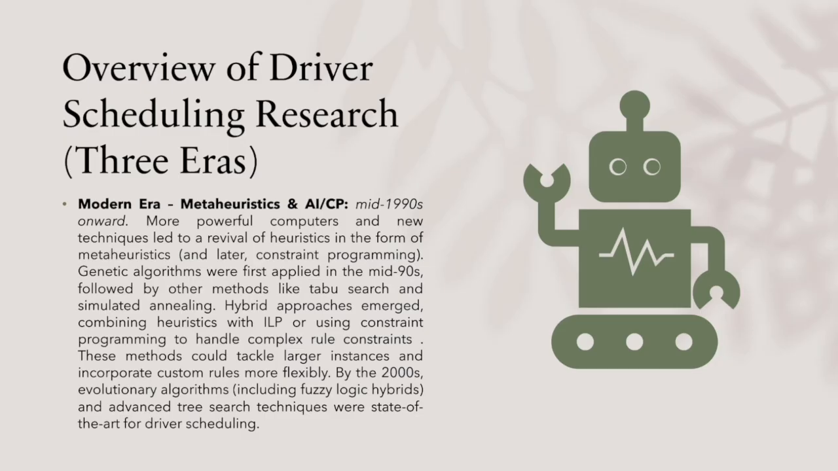can be found. Finally, you have the modern era, which is metaheuristics, AI and constraint programming. More powerful computers and newer techniques led to a revival of heuristics in the form of metaheuristics, and later constraint programming. Genetic algorithms were first applied in the mid-90s, followed by other methods like tabu search and simulated annealing. Hybrid approaches emerged, combining heuristics with ILP. These methods could tackle larger instances and are more effective.